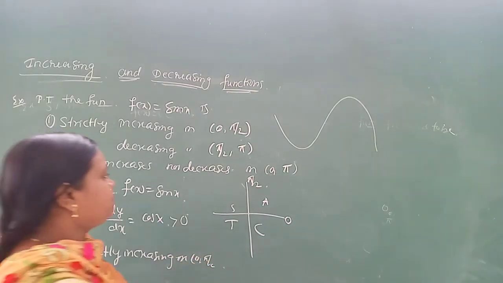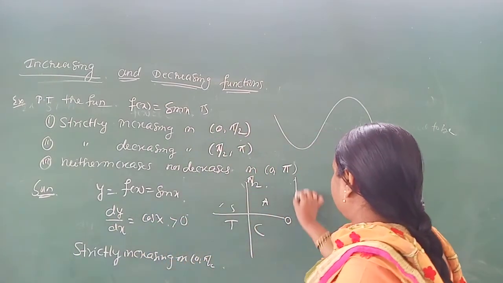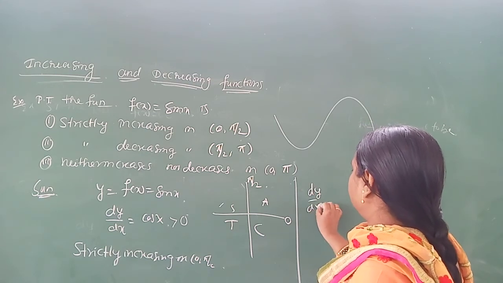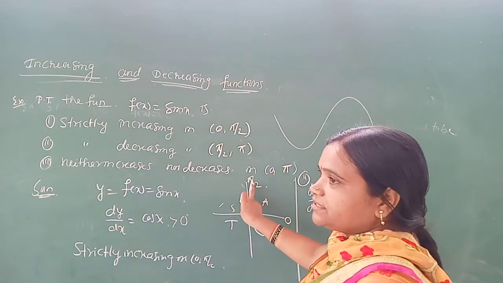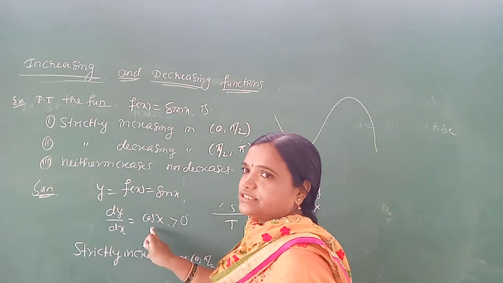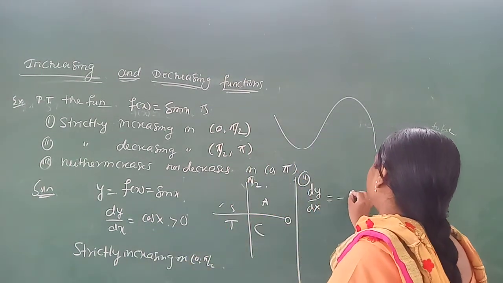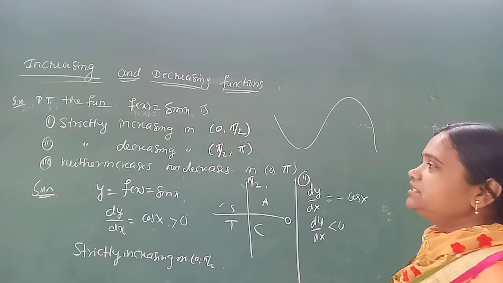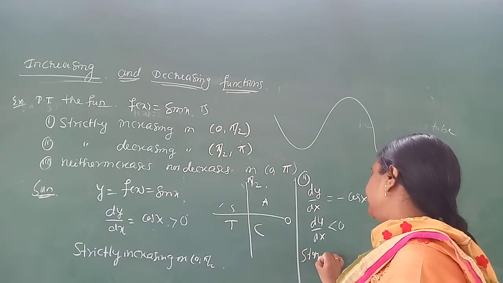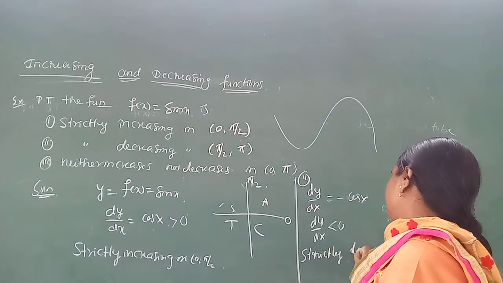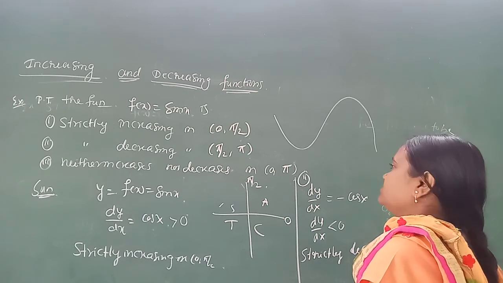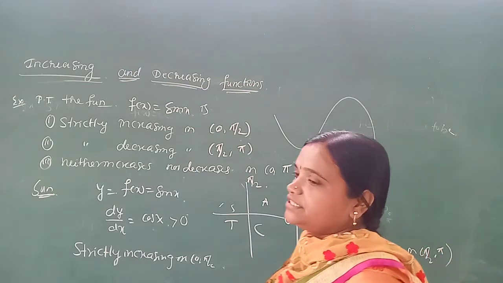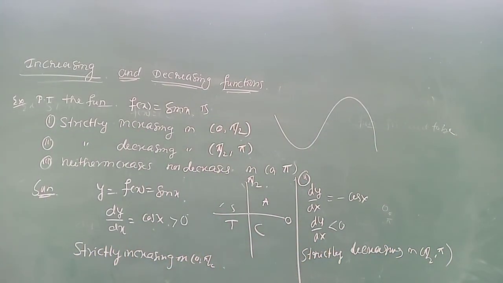Next, think for pi by 2 to pi here. Okay, pi by 2 to pi, second quadrant. Please concentrate. In the second quadrant cos is negative. Therefore, we can say it is minus cos x. Means we get dy by dx is less than 0. Less than 0 means naturally we say that it is strictly decreasing in pi by 2 to pi. Strictly decreasing in pi by 2 to pi.